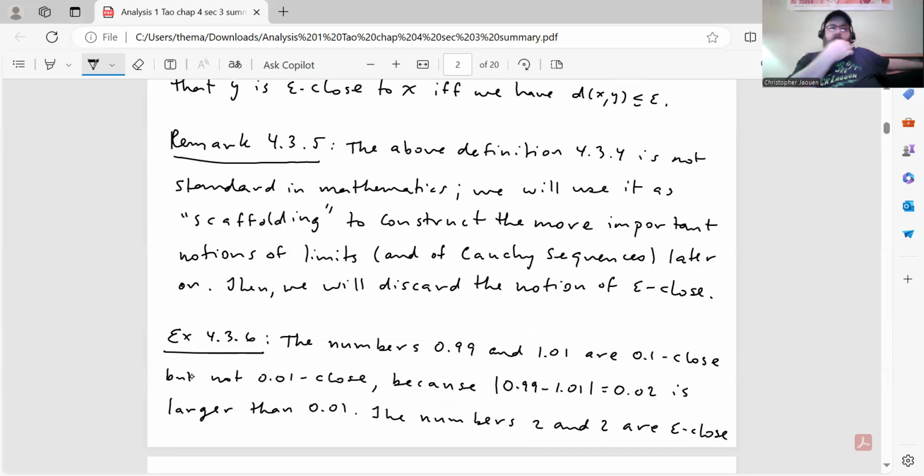Right, and then he has a remark here that he labels 4.3.5. The above definition, 4.3.4, is not standard in mathematics. We will use it as, in his words, scaffolding to construct more important notions of limits, and in the next chapter, of Cauchy sequences later on. Then we'll discard the notion of epsilon close because we'll have limits and so on.